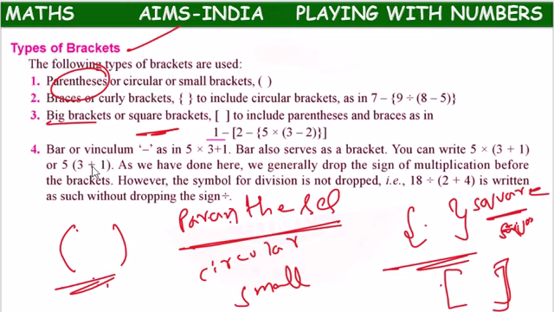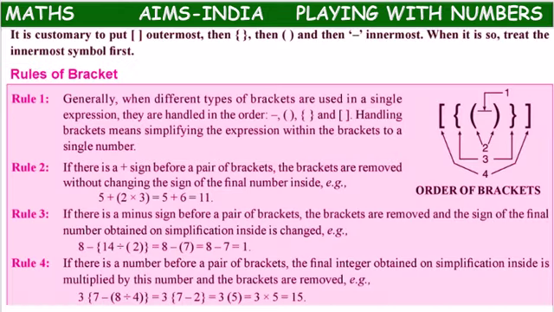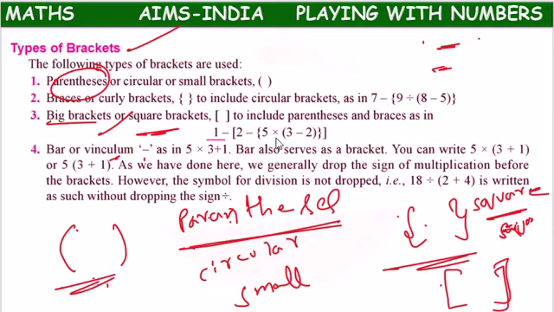Okay. And also, we make use of one symbol like a bar, which is called vinculum. We will make use of that bar. It also acts like a bracket. So altogether, how many brackets will we make use of?